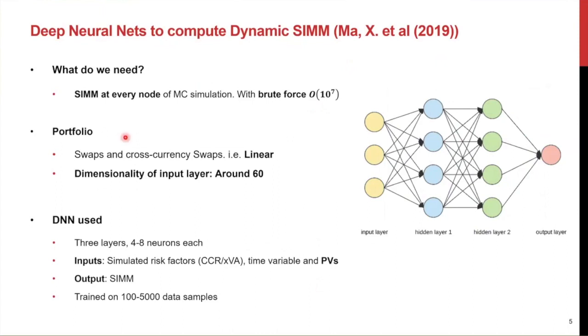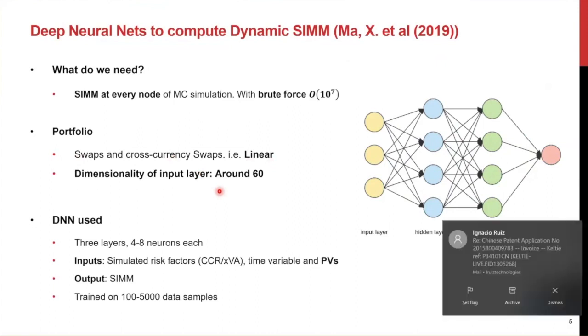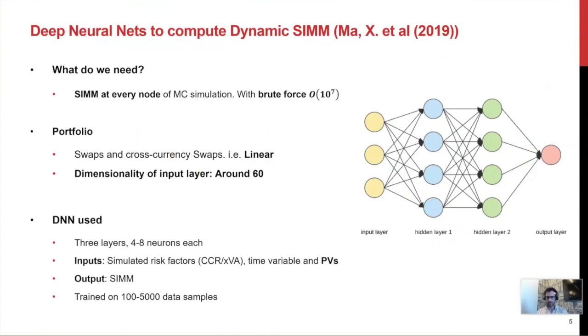They tested it on a portfolio of swaps and cross-currency swaps, which is mainly a linear portfolio. It's affected by about 60 dimensions, basically the input layer of the deep neural net is 60 dimensions. The deep neural net that they actually ended up using is a very simple one, very similar to the one that you see here on your screen. This one has two hidden layers. They actually ended up using three hidden layers, which is actually quite straightforward.